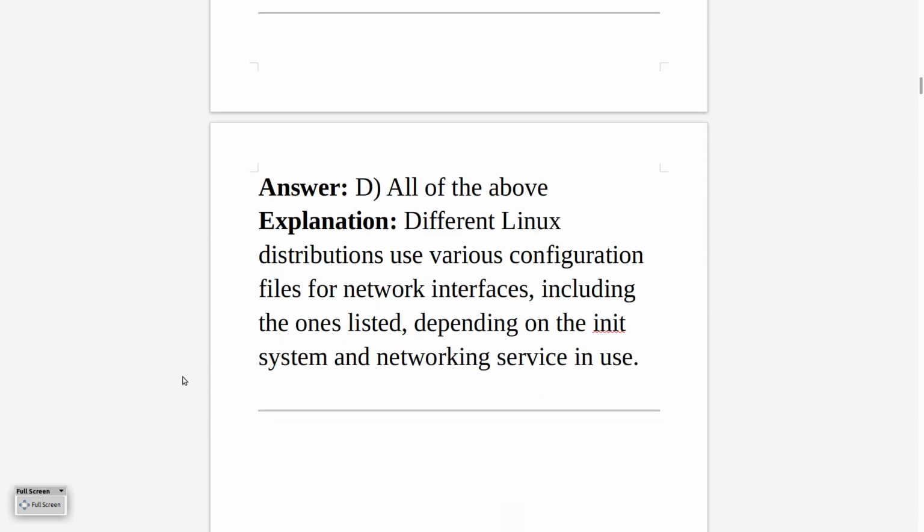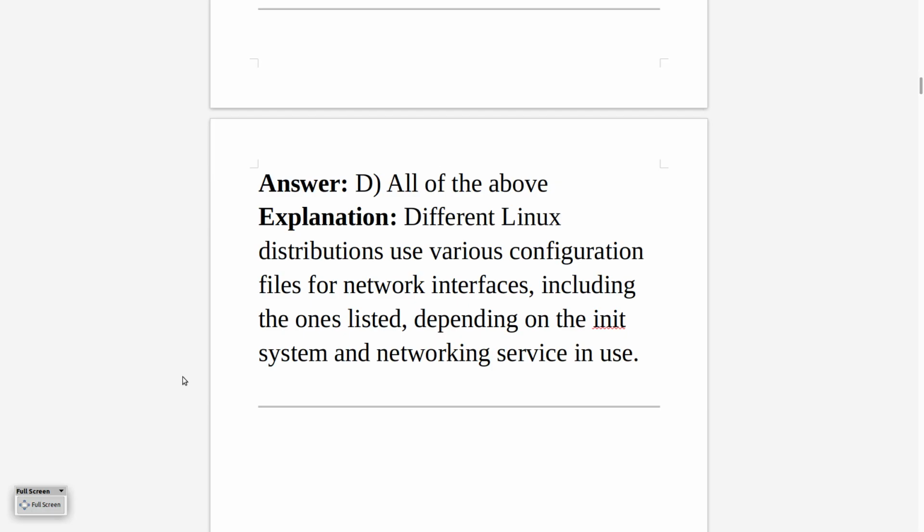All of the above. Indeed, different Linux distros use various config files for network interfaces, including the ones listed, depending on the init system and also the networking service in use. So yeah, that's the tough thing about Linux tests, is you could be tested on multiple distros, and you can't just say to the interviewer, well, I'm a bit rusty on Red Hat because I mostly use Debian, or the other way around. They're unfortunately just not going to want to hear that. So note to self, I'm probably going to do a future video on the key differences in key areas of Linux.